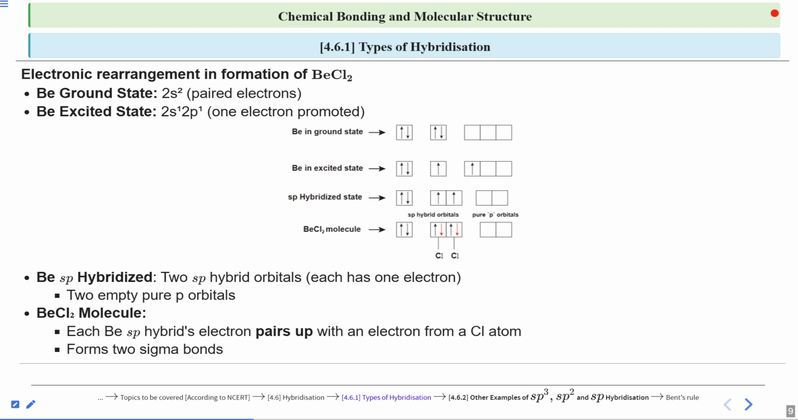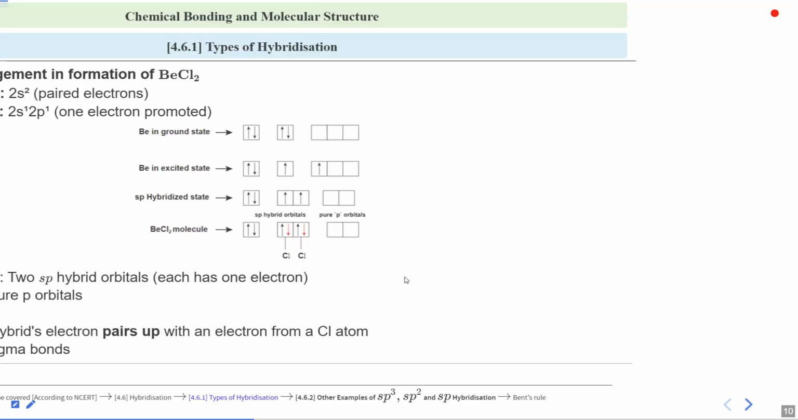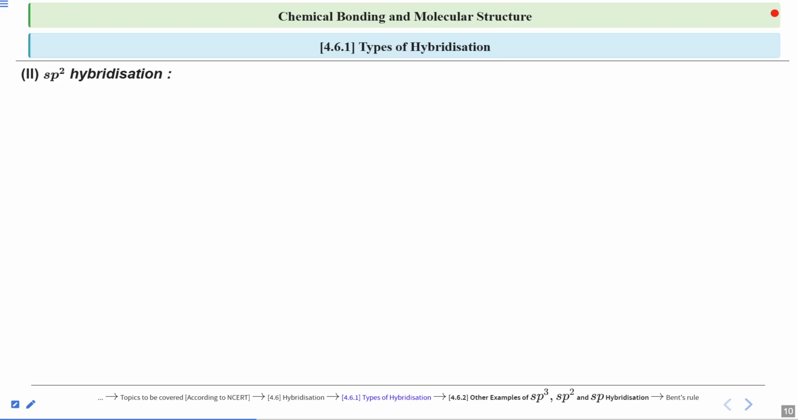After this, your 2 sigma bonds are formed because 2 electrons are paired up with the 2 electrons of beryllium. Now this is not the necessary case. I have told you in the start, remember, that the promotion of this electron is not necessary. We will see an example where the promotion is not seen.